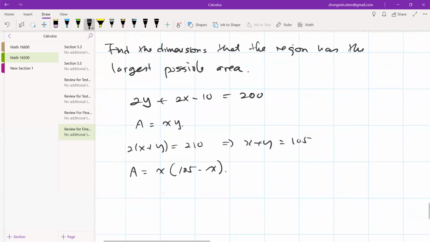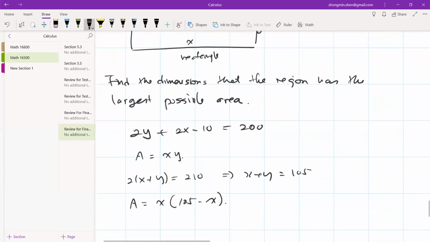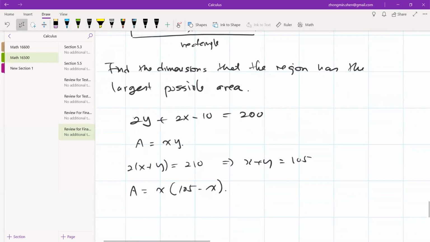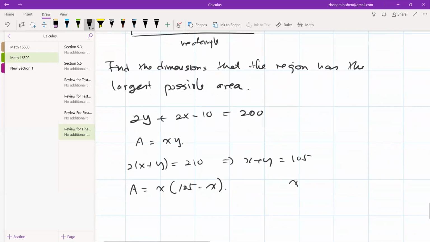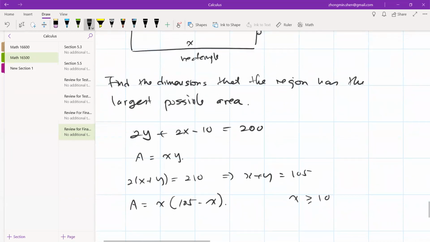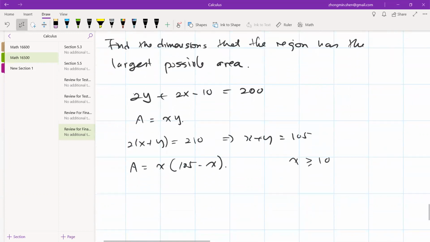So we want to find the maximum possible area. But is there any restriction on x? I think x must be greater than or equal to 10. Because otherwise, this will not look like the picture we want. The length should be longer than 10 feet, otherwise you're not going to cover the whole storage. But that's good enough.